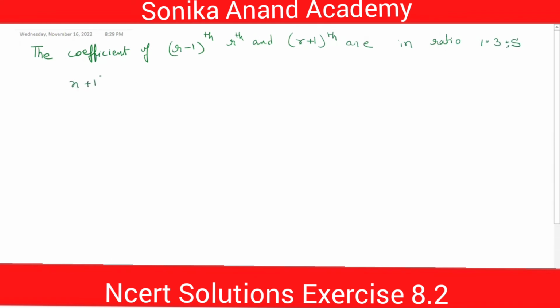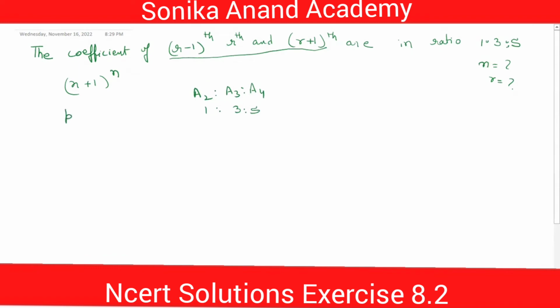For this expansion, we have to find the value of n and r. Listen, what does it mean? It means that if in a series we have a2, then a3, then a4, its ratio is 1 is to 3 is to 5, because these are the preceding terms.